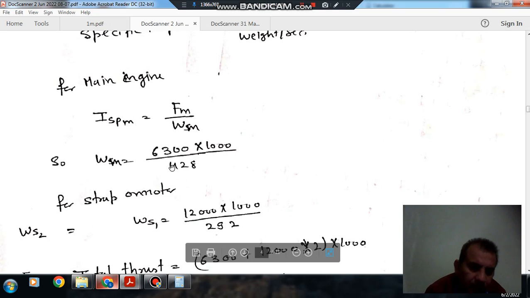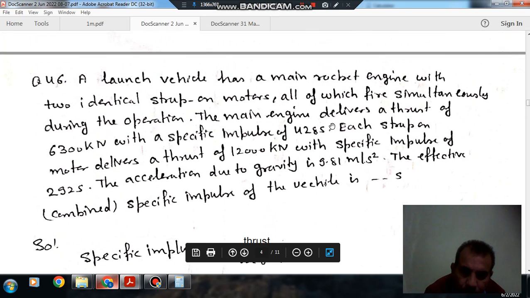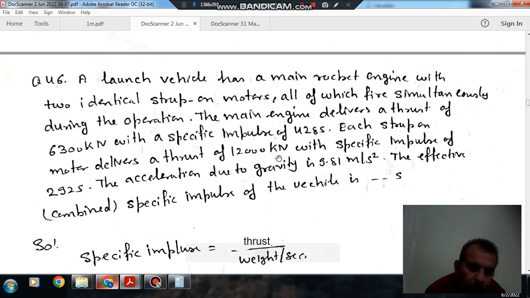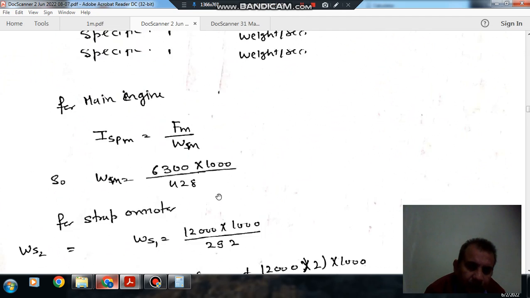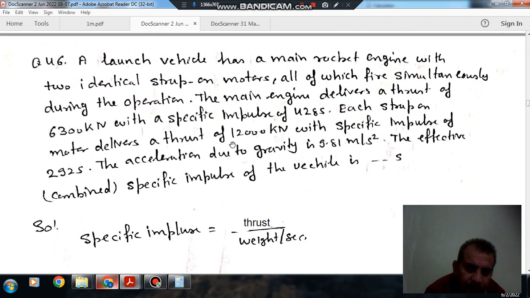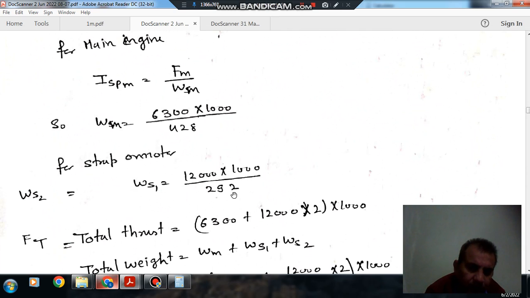Similarly, for the strap-on motor, we can find the weight per second. For the strap-on motor, the thrust is given as 12,000 kilonewton or 12,000 into 1000, and the specific impulse is given as 292. So this will be 12,000 into 1000 by 292.